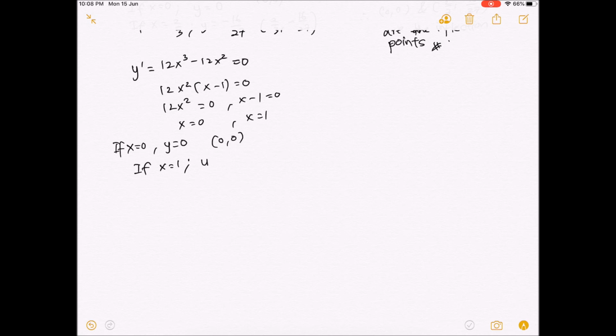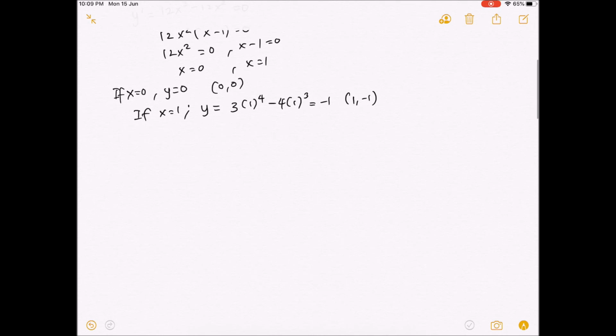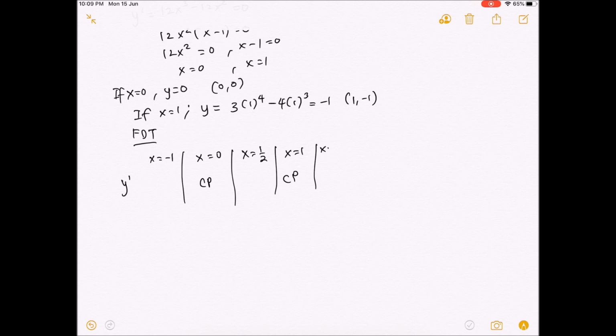Okay, if x equals to 1, then y will be equal to 3 times 1 to the power of 4 minus 4 times 1 to the power of 3, which is negative 1. So here is the point (1, negative 1). Okay, first derivative test first. So I have x equals to 0 and x equals to 1. So this is a critical point, this is also a critical point. Let me choose again x equals to negative 1 here, x equals to 1 over 2 here, and x equals to 2 here.